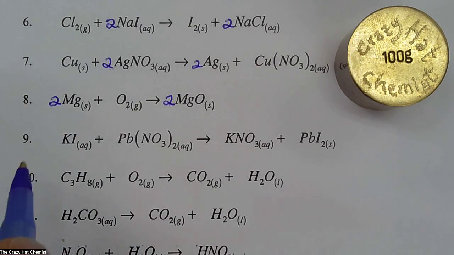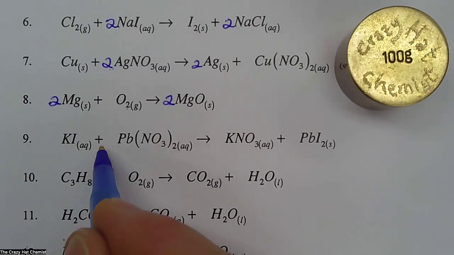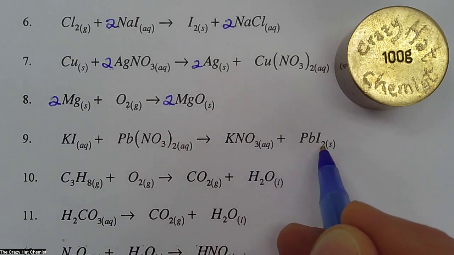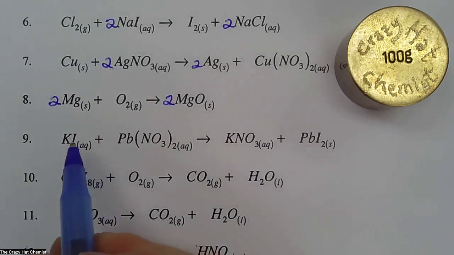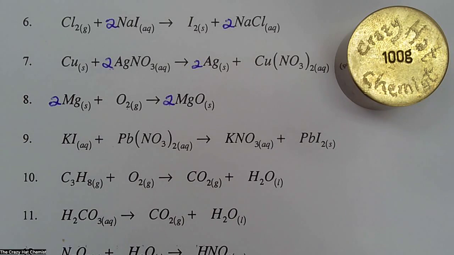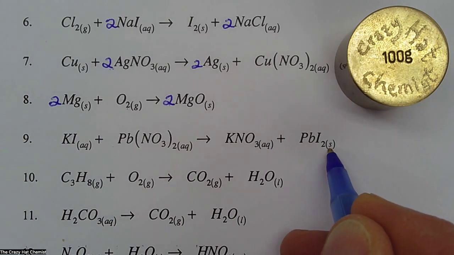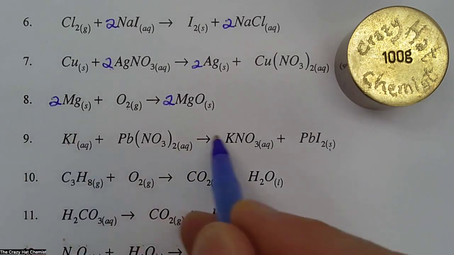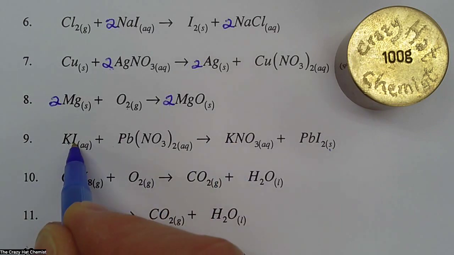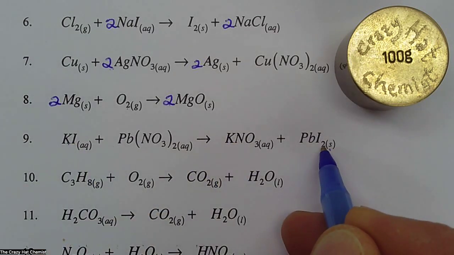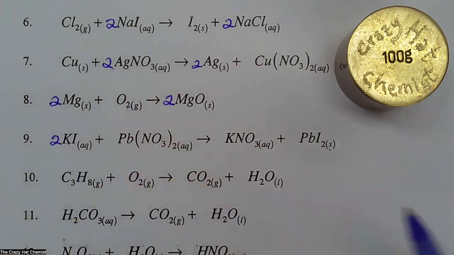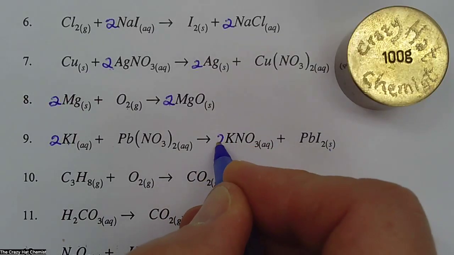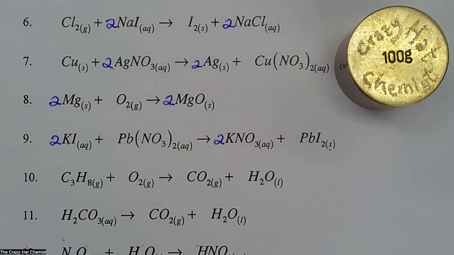Let's do number 9. Potassium iodide plus plumbous nitrate produces potassium nitrate and plumbous iodide. Okay, this is a double displacement reaction. And following solubility rules, that's why this is a solid right there. Okay, so one potassium on the reactant side, one on the product side, one iodine on the reactant side, two iodines on the product side. So I'm going to place a 2 in front of the potassium iodide. That will give me two potassiums, and there's one right here. So that will be two potassiums on both reactant and product side now.